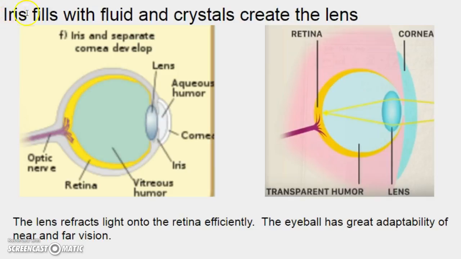And then the next phase, we can talk about the iris filling with a fluid, and crystals created a lens. So the iris separates and comes to develop, and then your lens developed here. In this case, we have the parts of the eye that are beginning to evolve. Here we have the introductory part of the eye that allows light in. We have the lens that's going to refract the light, and we have the retina, which is going to make sense of the light in both intensity and color. So the lens refracts light onto the retina very efficiently. The eyeball has a great adaptability of near and far vision.